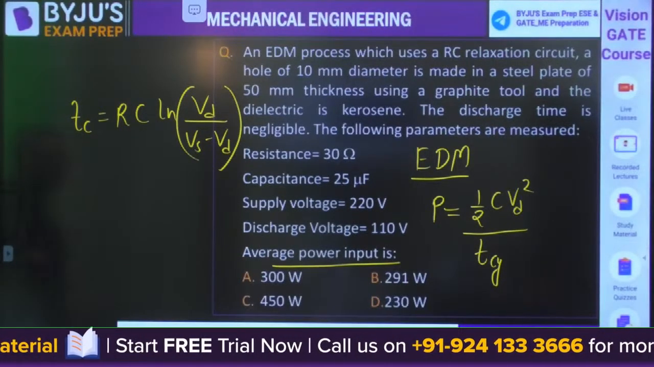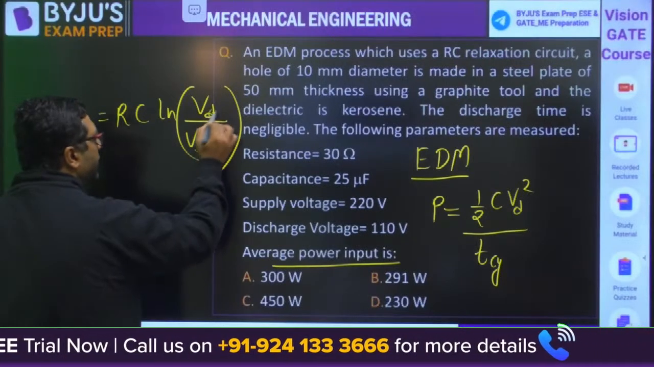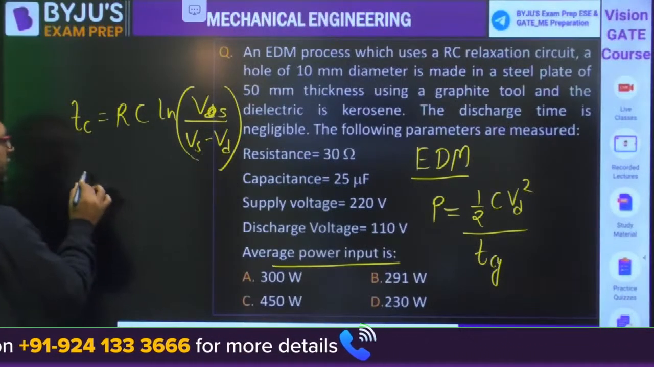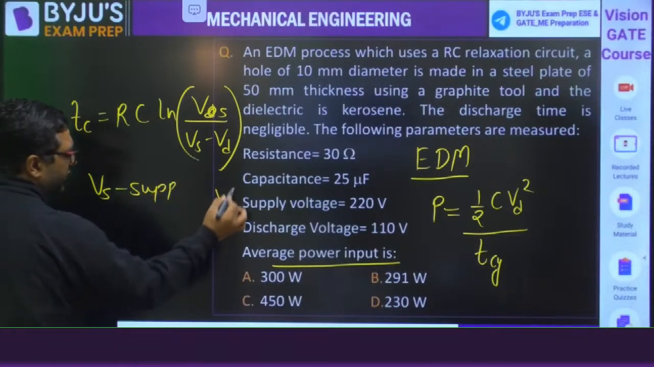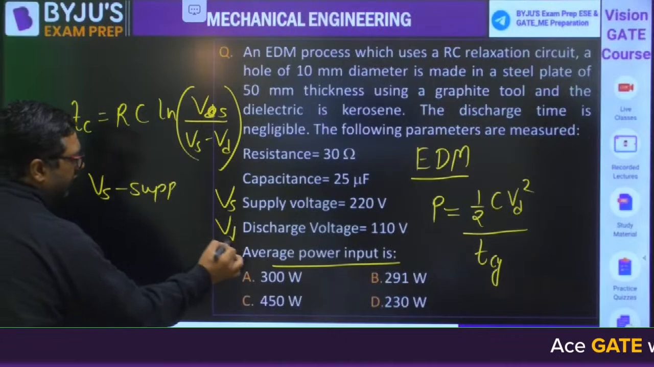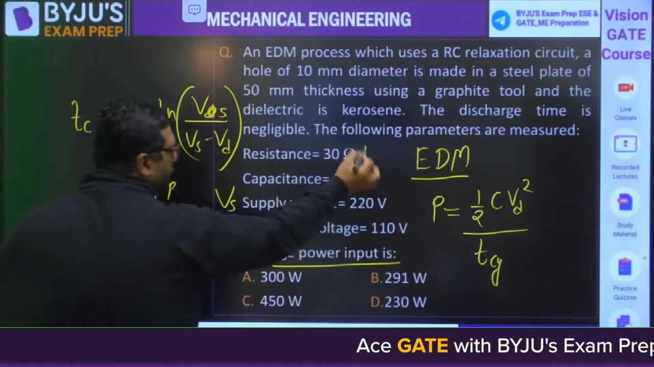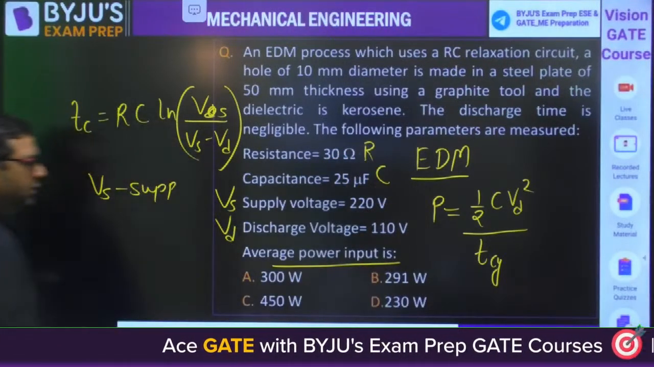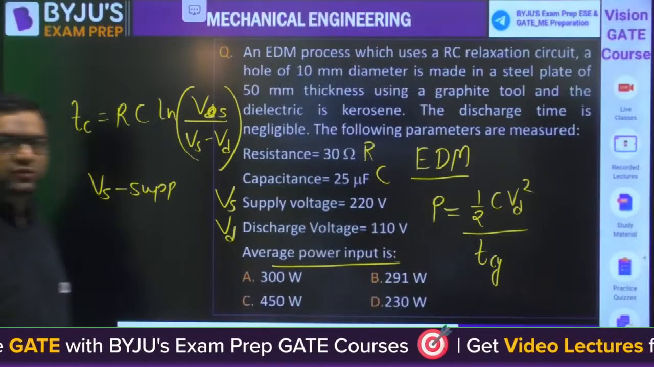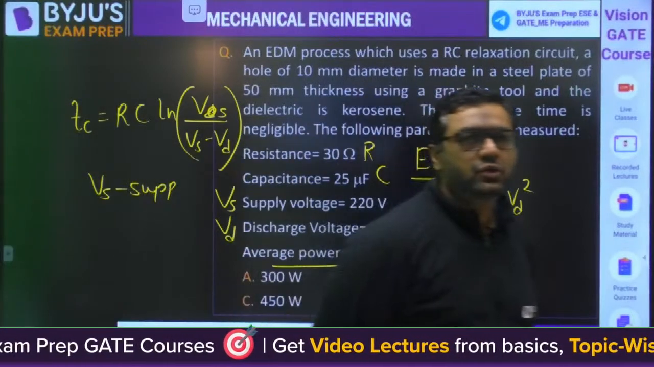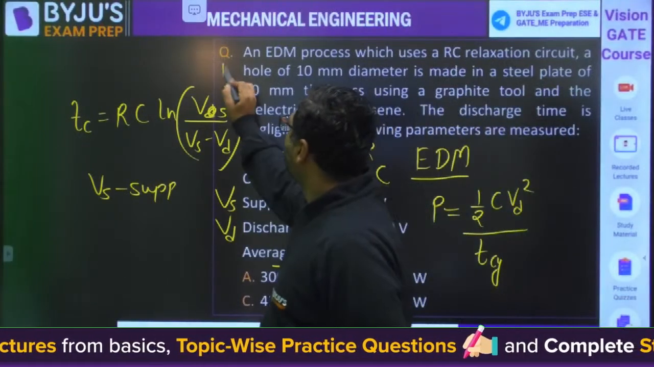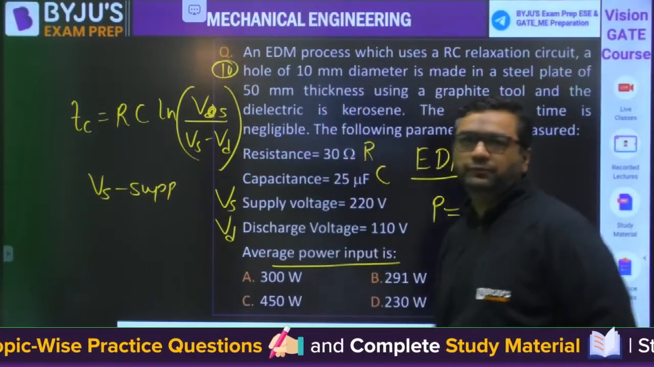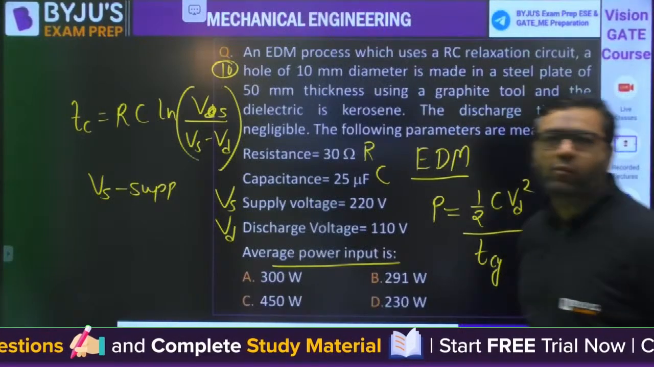Is it clear? Here it is VS by VS minus VD. VS is the supply voltage. This is VD. This is R. This is C. So you need to find out the final answer. Solve it, guys. This is question number 10.